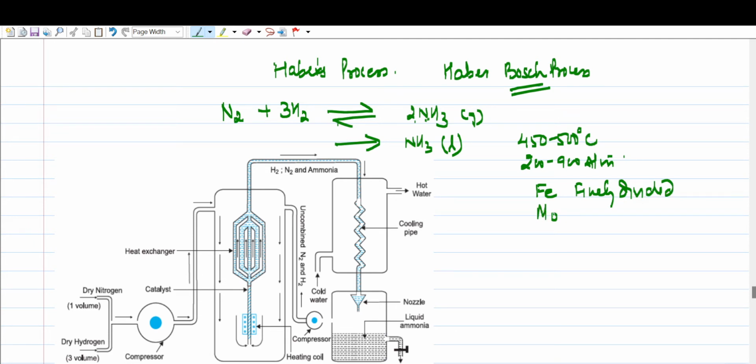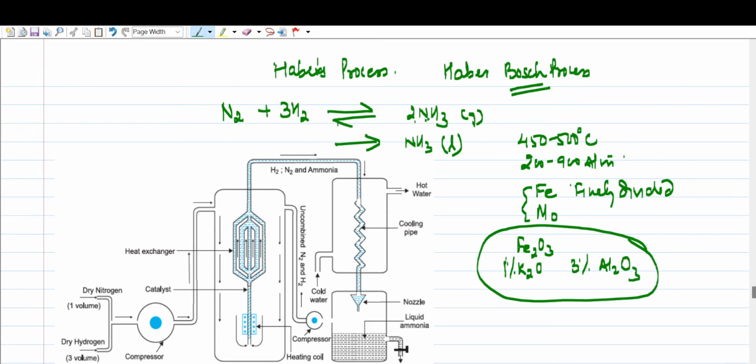Is this clear? If the combination is not iron and molybdenum, then the catalyst can be ferric oxide. In that case, the promoter is potassium oxide, 1%, right, and 3% Al2O3. Okay, so there are two combinations for catalyst and promoter, right? Conditions are 450 to 500 degrees centigrade and pressure is 200 to 900 atmospheric pressure.